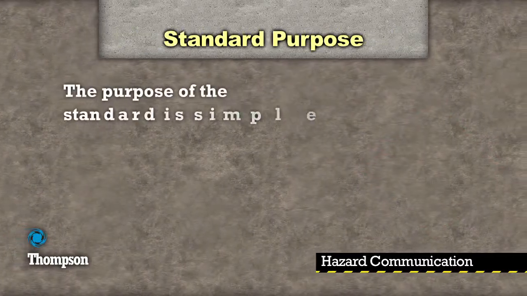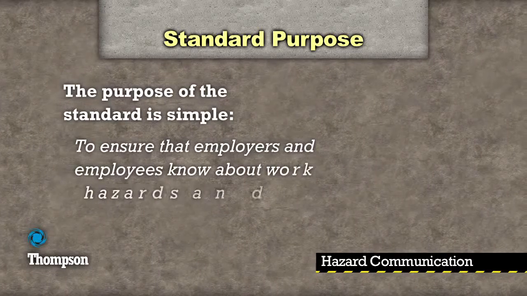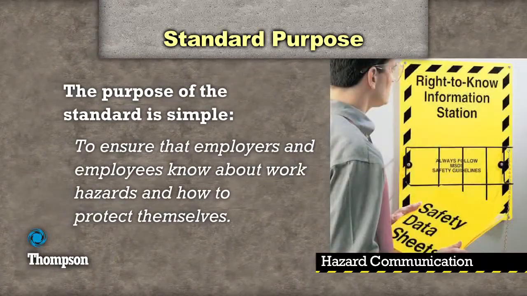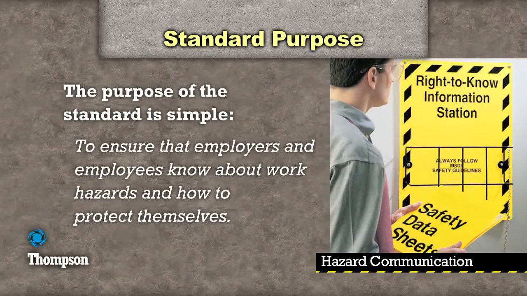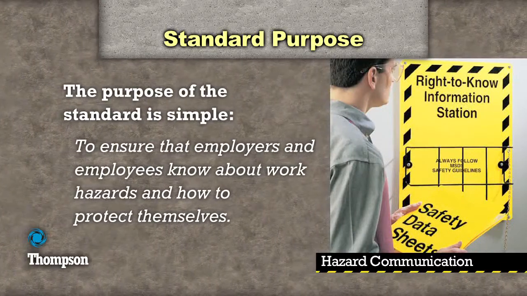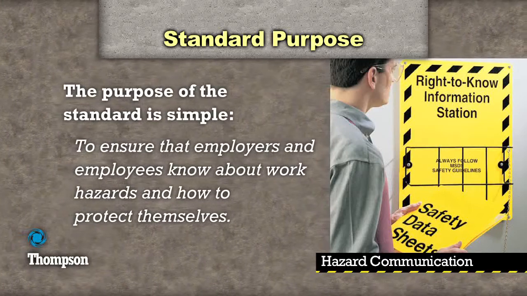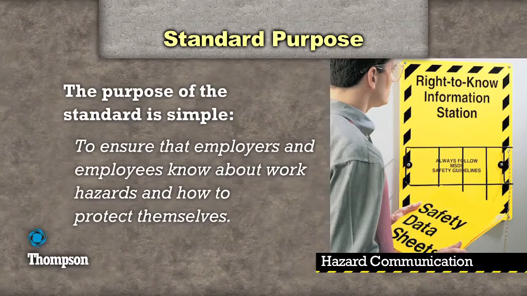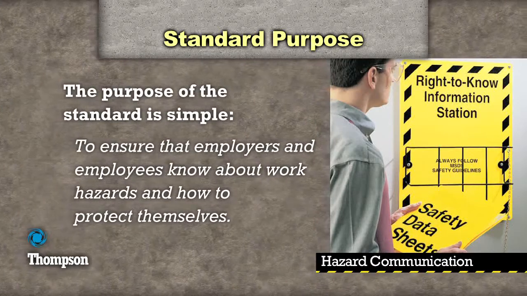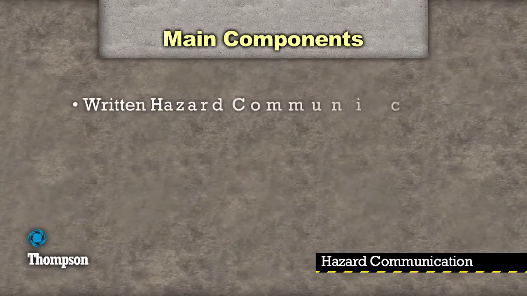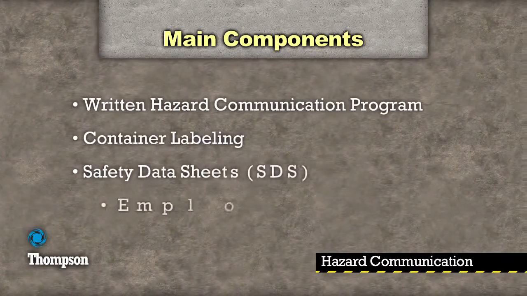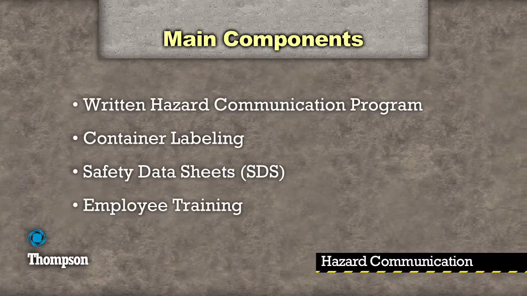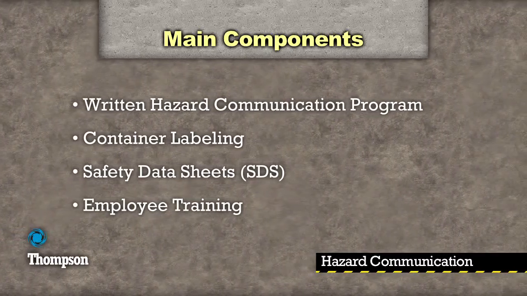The purpose of the standard is simple: to ensure that employers and employees know about work hazards and how to protect themselves. Right-to-know stations are a good example. This is where the safety data sheets, or SDSs, are kept and are available to employees. They could be in a binder listing all the chemicals on site with their corresponding SDS, or a computer-based system. The HAZCOM standard has four main components: the Written Hazard Communication Program, container labeling, safety data sheets, and employee training.